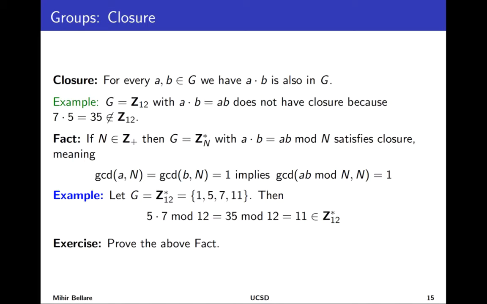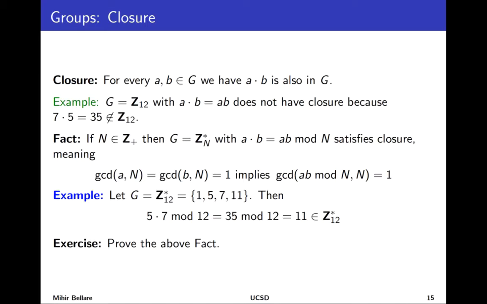So let's look at these properties. Closure simply says that when you apply this operation to 2 points, the result is also inside the same group. It's in the same set in which you started. Often with groups and their properties, it's easier to understand non-examples or counterexamples than examples. So for example, consider the set Z12. So that's all numbers between 0 and 11. And let's define an operation on it.